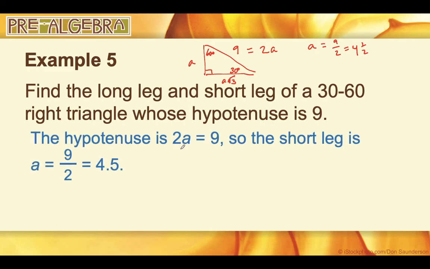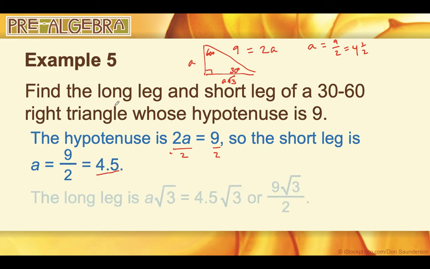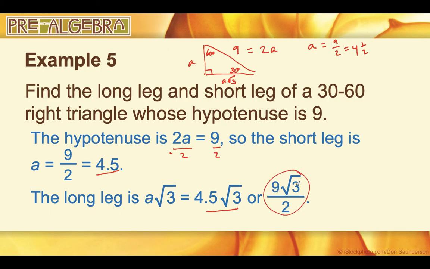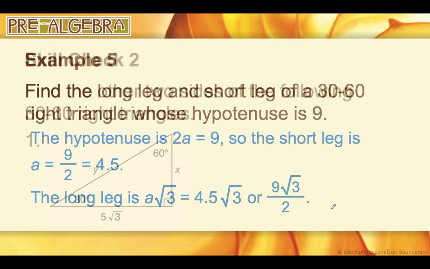If the hypotenuse is 2A, which is equal to 9, therefore divide both sides by 2. You can find A, 4.5. Now, how do you find the long leg? Well, I have to take 4.5 and multiply it by the square root of 3. So there are a couple different ways that you could write your answer. 4.5 times the square root of 3, or you could keep it as an improper fraction of 9 over 2 times the square root of 3. You don't have to find it as a final decimal.